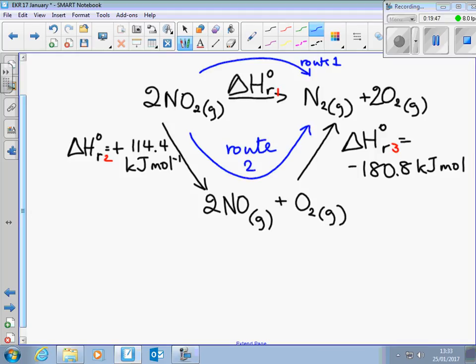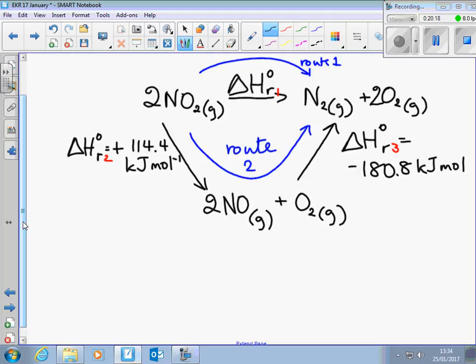From those two reactions that we know the enthalpy changes for, if we follow the arrows in the direction they are going, then we only have to add up our values there. So we are going from the nitrogen dioxide down, so it's going to be delta H naught R2, and then we continue from that to go up the other side. So we're just going to add the value over there.